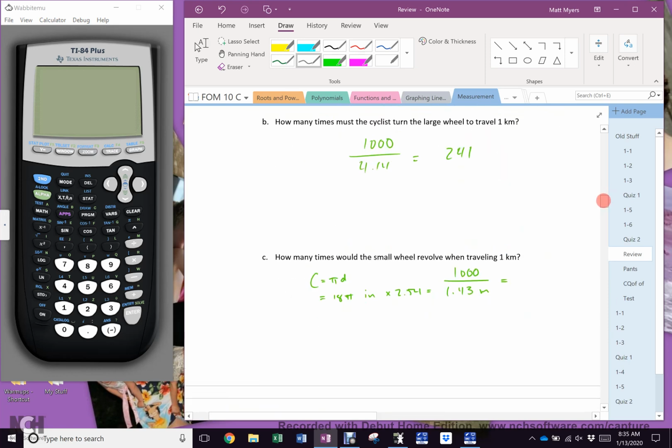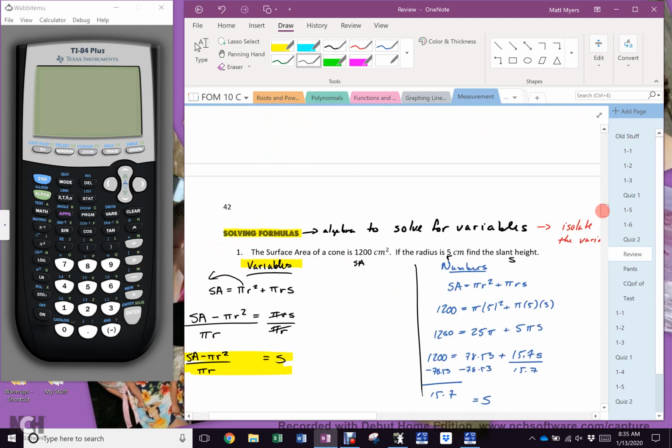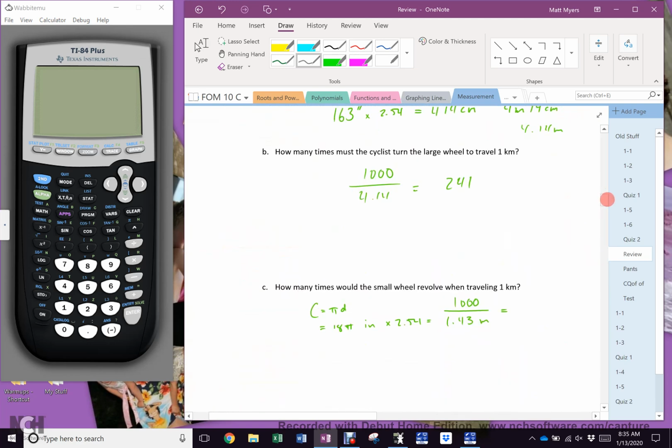Then the bottom one, same thing. You find the bottom. You find it to be 1.43 meters. Then you do that division. And that is all I asked you to do.